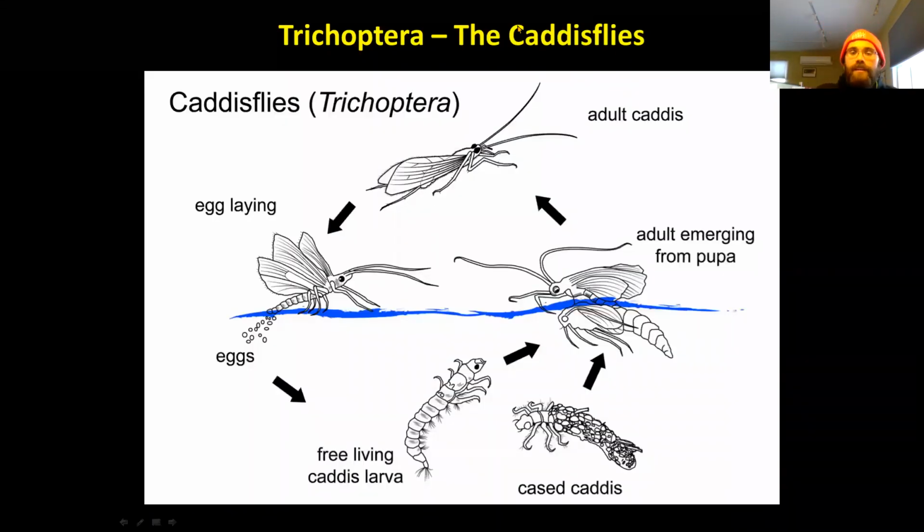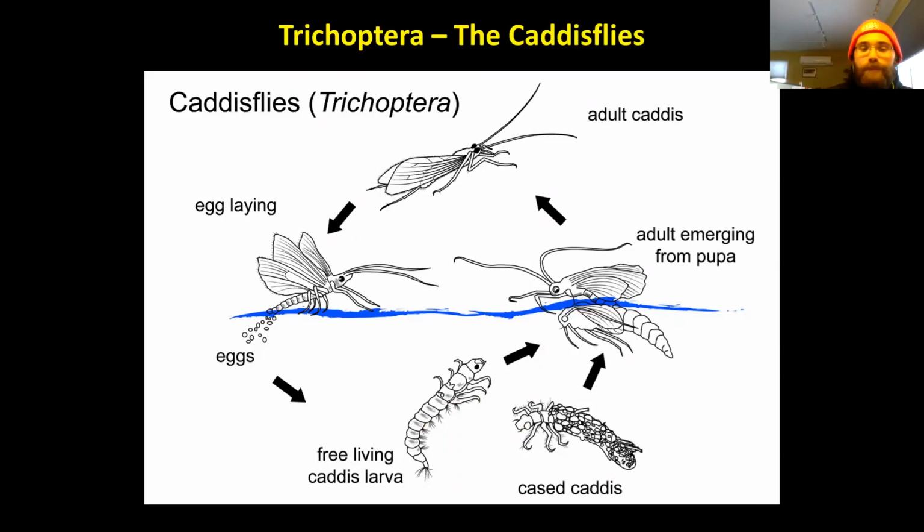And then here is the overall life cycle of the caddisfly. So you can see, starting from the egg, we have our free living or cased caddisfly. Now, unlike the stoneflies and the mayflies, caddisflies will end up turning into a pupa. So the pupa is going to be an intermediate stage between that larva and the adult.